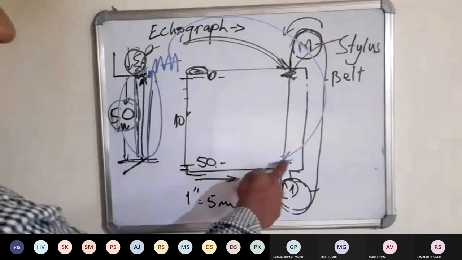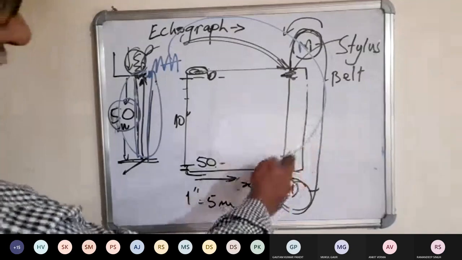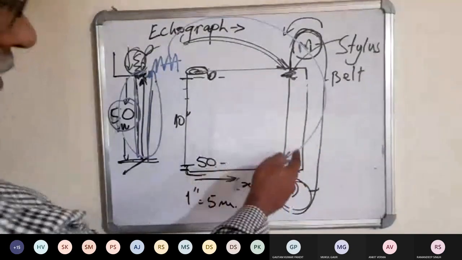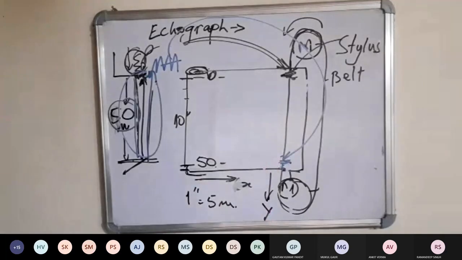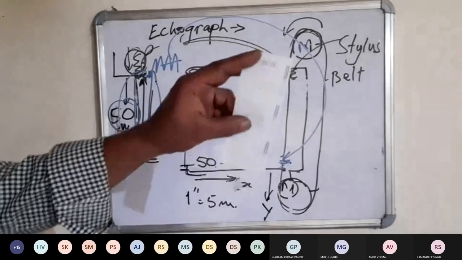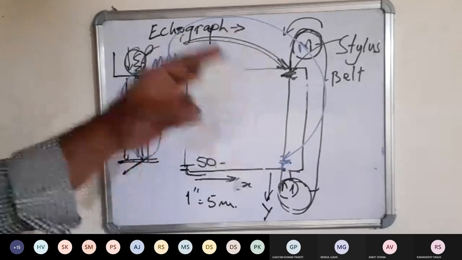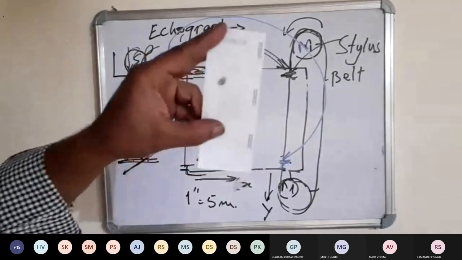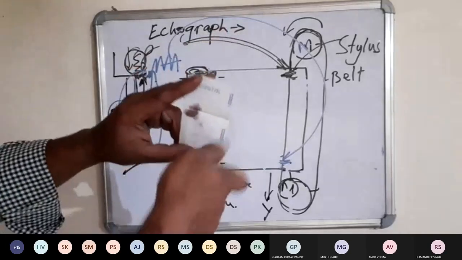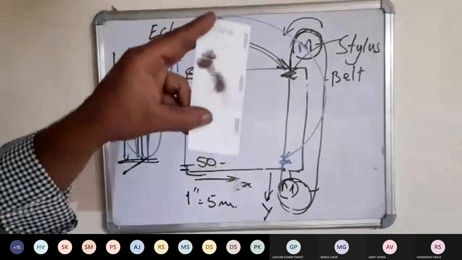The stylus is becoming hot. The stylus is touching the paper. The heat is transferred to the paper. The paper becomes black. Not out of the world paper. Very normal kind of paper which you see in ATMs also. When paper like this is heated, it becomes black.